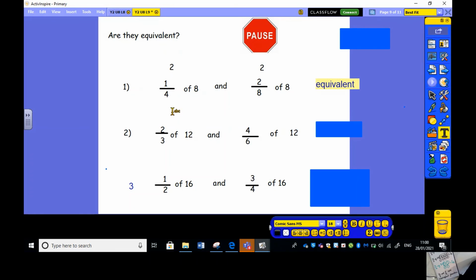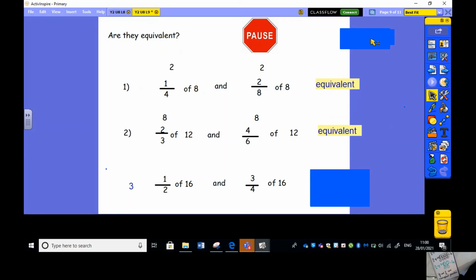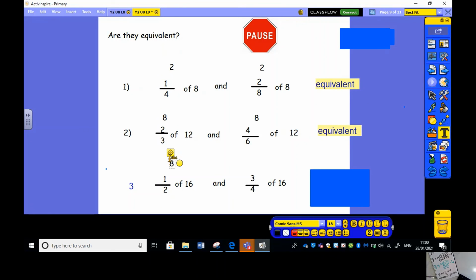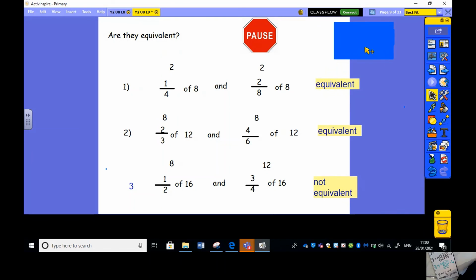If you worked out 2/3 of 12, you would have found it was 8. If you had found 4/6 of 12, you also should have found it was 8. Therefore, 2/3 and 4/6 are equivalent. Question 3, you should have found 1/2 of 16 to be 8, and 3/4 of 16 to be 12. That means 1/2 and 3/4 are not equivalent.